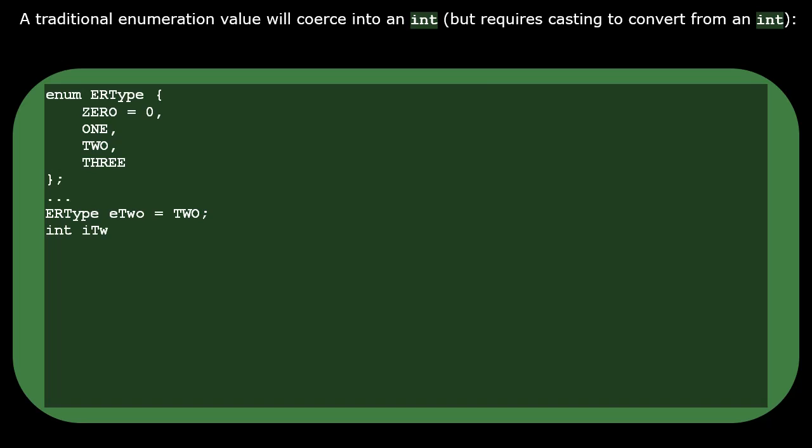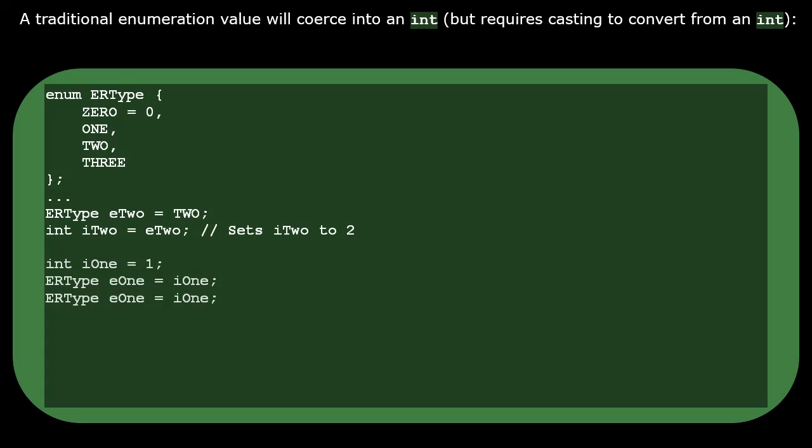Enumerations have a traditional form and a modern form. A traditional enumeration will coerce into an int. But to convert from an int into a traditional enumeration value would require casting.